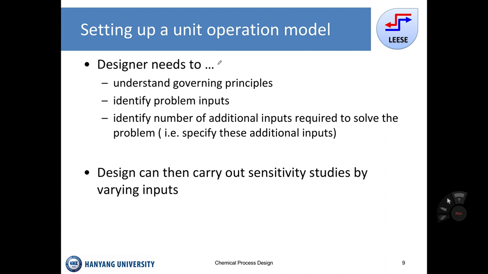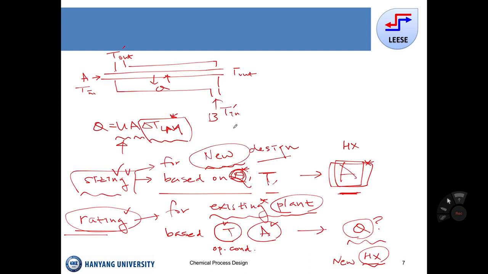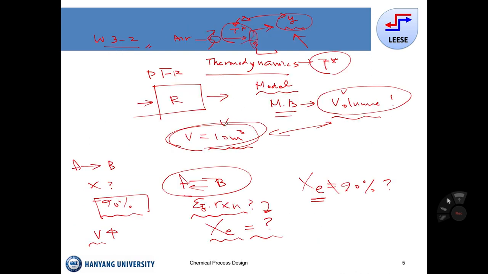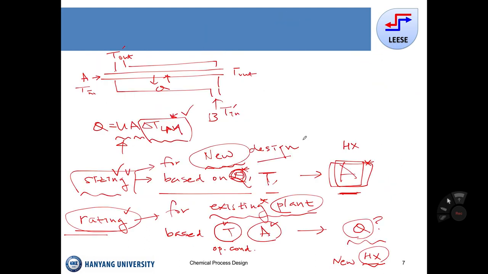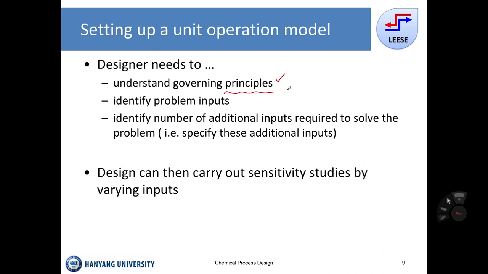Then we need to understand the governing principle. What is the governing principle? The governing principle is kind of the mathematical expression for your modeling. It can be this equation, or that kind of equation. These things are called the governing principle, okay?